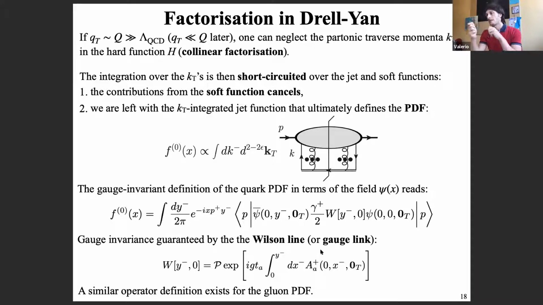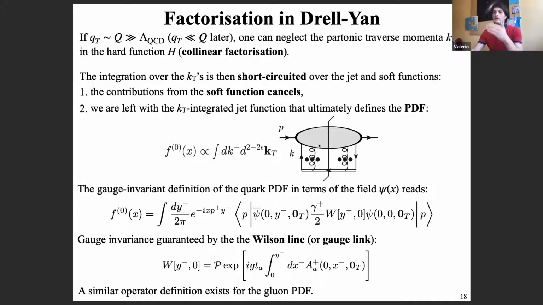In this case, one can neglect the partonic transverse momenta KT that circulate in the hard function. This is actually what enables us to derive collinear factorization, because by doing that, we are able to short circuit the integrals over the KTs over the jet and the soft functions. So what happens is that the contribution of the soft function cancels. This doesn't give any direct contribution anymore. And then we are left with the KT integrated jet function that gives us the bare definition of the PDFs.